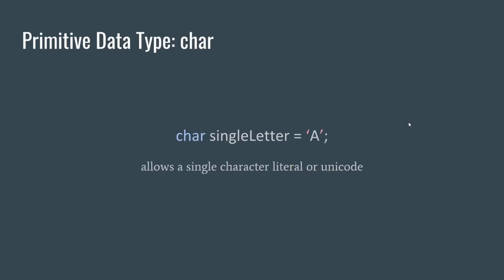All right, now there is this data type char, which stands for character, and it's used for one single character. So you can only store one character in there. And in order to assign a char, you need to use apostrophes here. So single apostrophe. So not the double quotations, but really single quotations here, super important. So it only allows a single character, literal or Unicode.